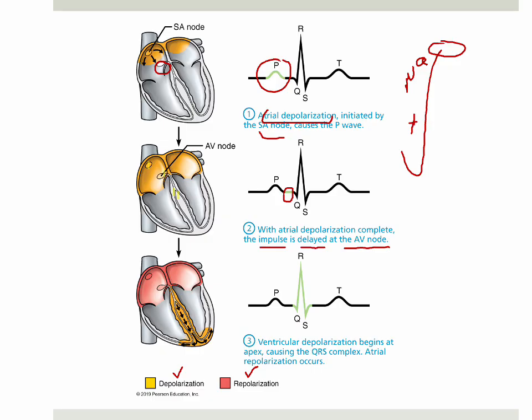Okay, then there's a depolarization that begins at the apex, causing the QRS complex. Okay, at this moment the atrial repolarization occurs.